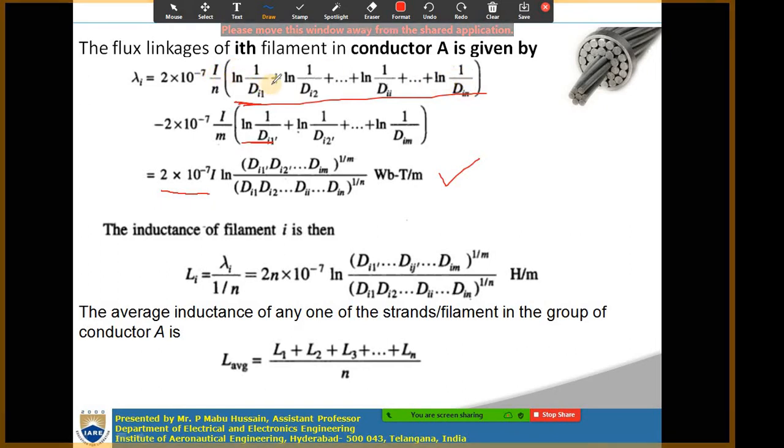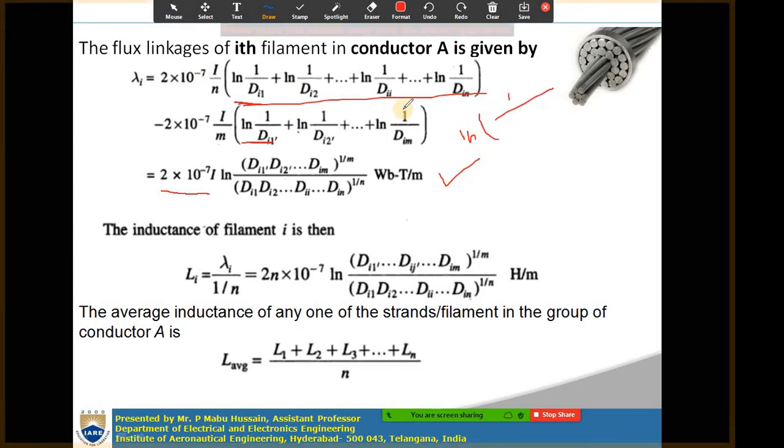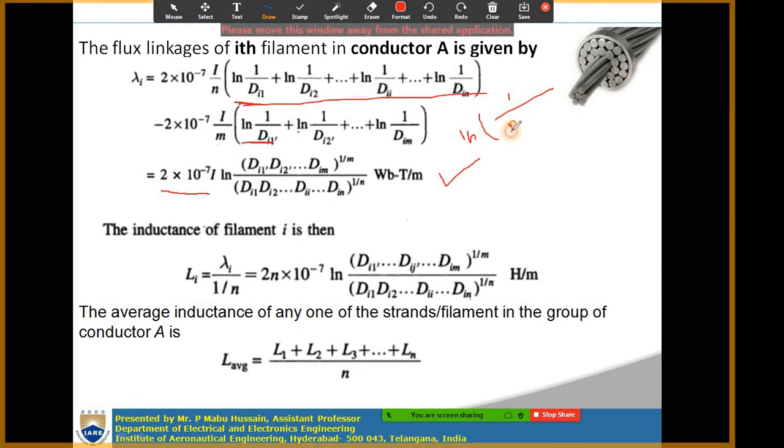So, this will be log A into B into C, like that you can write. That means ln of 1 by, so this will be di1 into di2 into dia up to din you will get. Okay, di1 di2 up to din you can write.